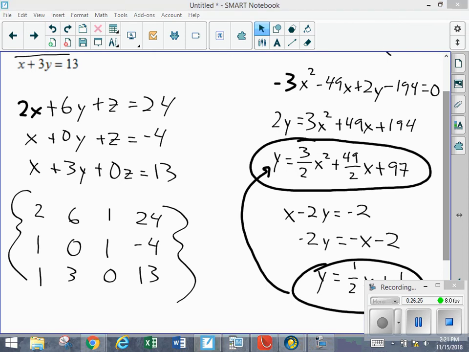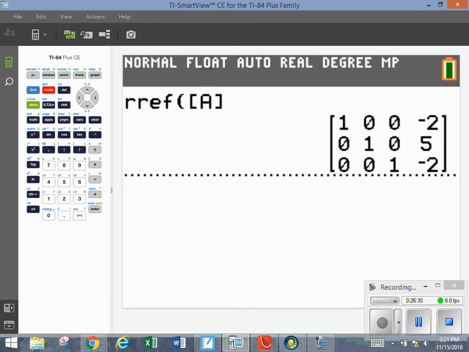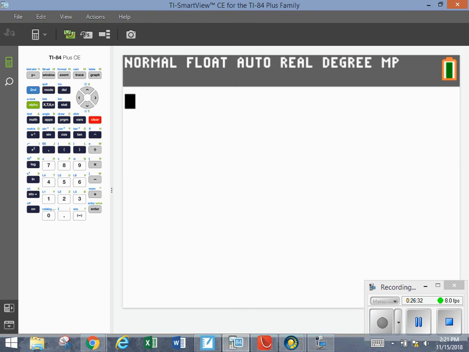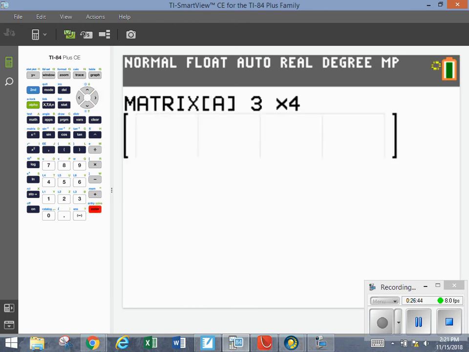So let's put this in our calculators. Is it 3 by 3? It is 3 by 4. So I'm going to go second, and then hit the x to the -1 button. That's the matrix button. I'm going to go over to edit. Make sure it is a 3 by 4. If you have a system of 3 equations with 3 variables, it is always going to be 3 by 4. All right? And I have entered this in.